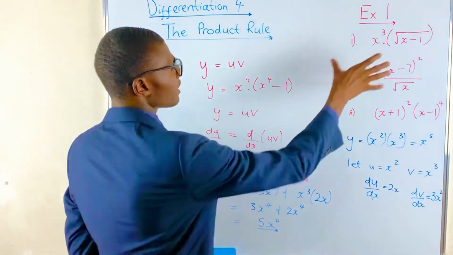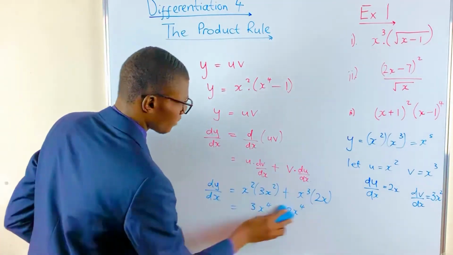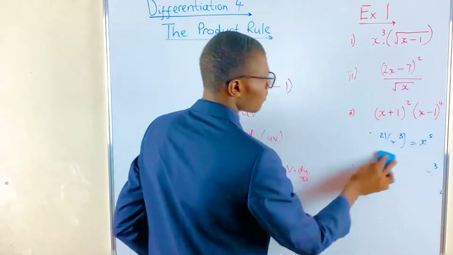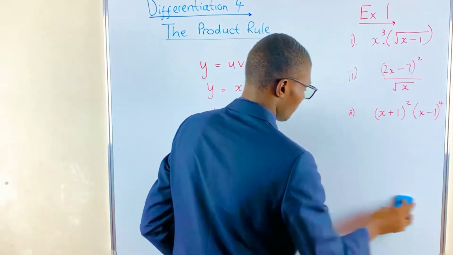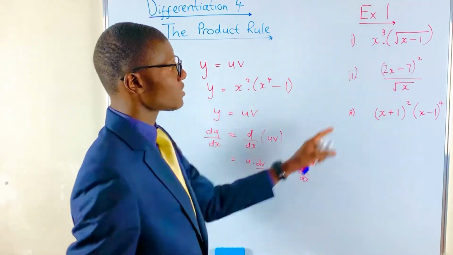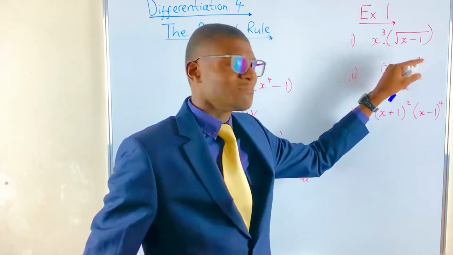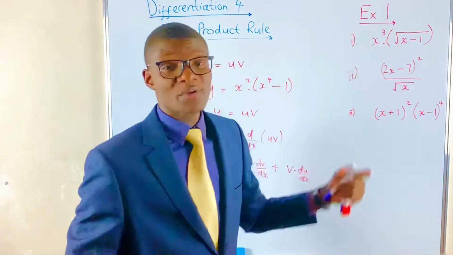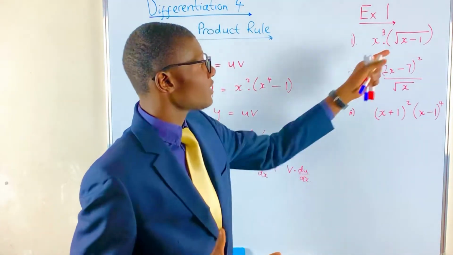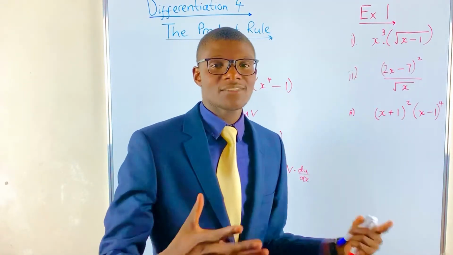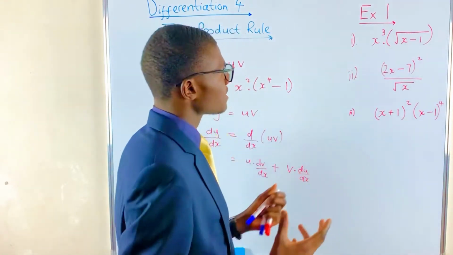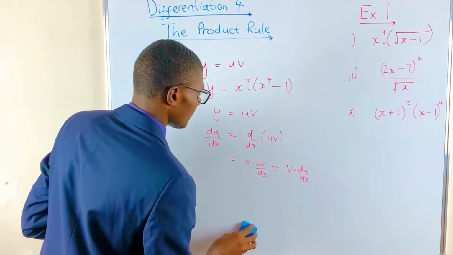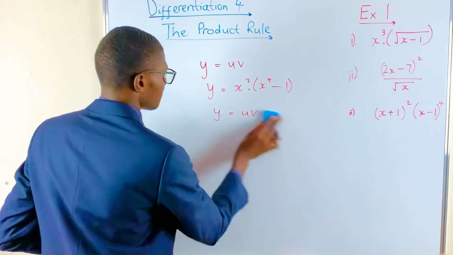Now I would like to look at examples where we differentiate using the product rule, because with these examples you cannot simplify further. For the first example, x to the power of 3 is a cubic function, and root of x minus 1 is not the same kind of function, so you can't necessarily combine the two. Let me erase this.